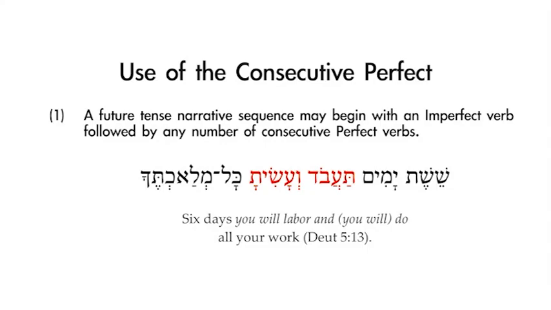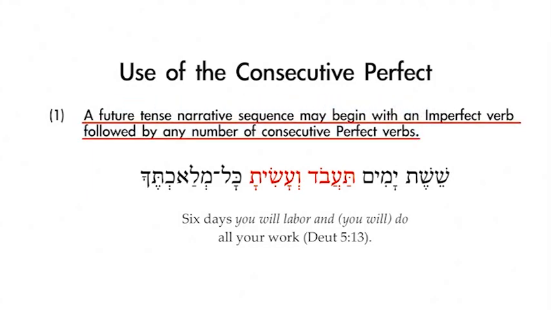Let's look at the uses of the consecutive perfect together. The first one: a future tense narrative sequence may begin with an imperfect verb followed by any number of consecutive perfect verbs. So if the consecutive imperfect is used for a past tense narrative sequence, a consecutive perfect verb is used for the opposite, the future tense narrative sequence. Let's look at our example. Sheshet yamim ta'avod we'asita kol melakhtekha. Translated, "Six days you will labor," imperfect 2MS, "and you will do," perfect 2MS with waw consecutive, "all of your work."